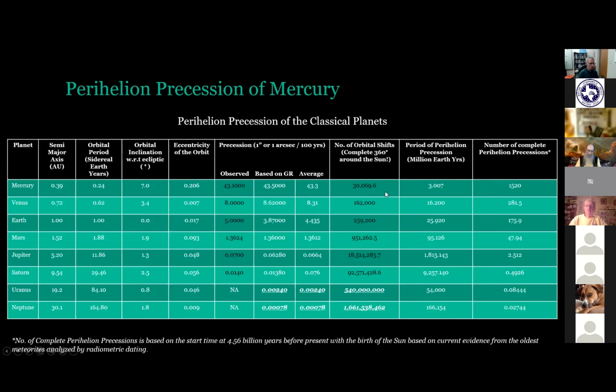For the number of orbital shifts to complete 360 degrees around the sun, Mercury has already done it 3,069.6 times over the period of the 4.5 billion years that our solar system has existed. But Neptune, to complete the same thing, would have to go around the sun over nearly 1.7 billion times. Now here's the period of precession. This is in million Earth years. So for Mercury, it takes a little over 3 million years for Mercury's orbit to shift around the sun.